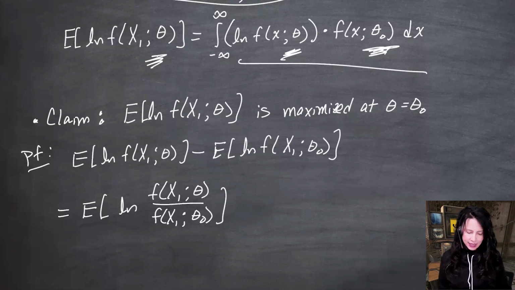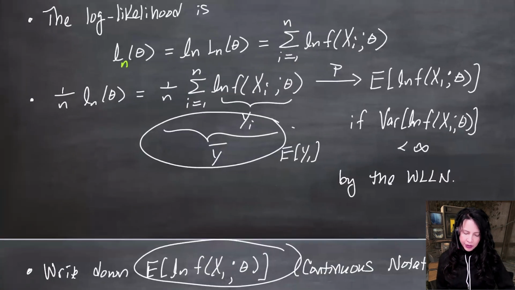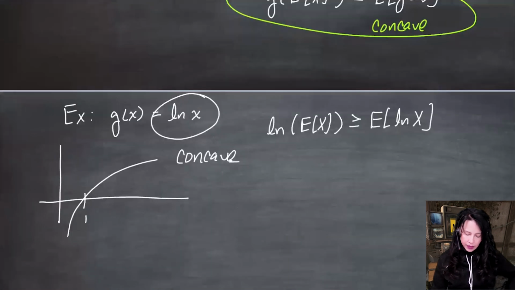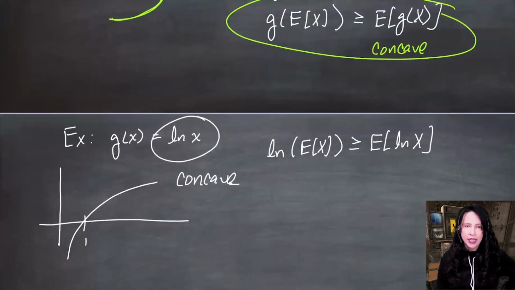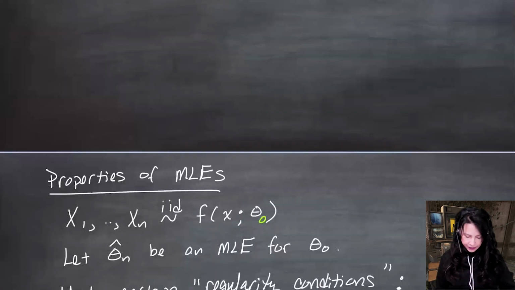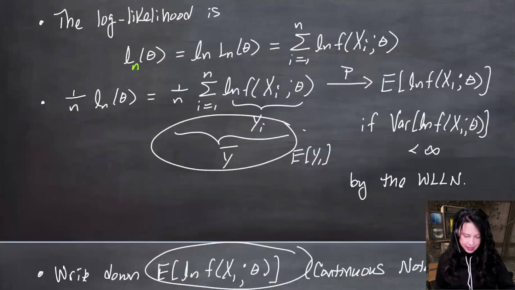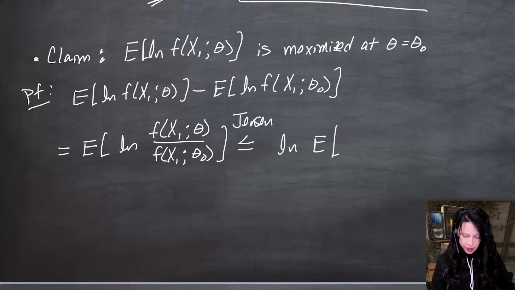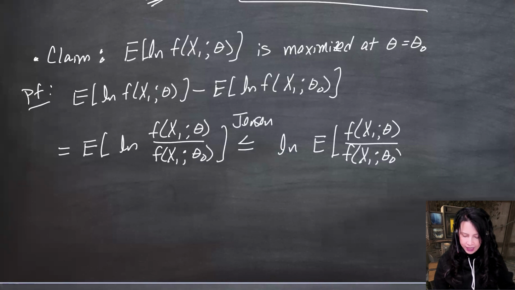And here's where I want to use Jensen's inequality. Let me remind you, way up here, that if the log is outside of the expectation, you get something larger than when the log is inside of the expectation. Right now, my log is inside. So this is going to be less than or equal to, by Jensen's inequality, the log of the expected value of f(x1, theta) over f(x1, theta naught).